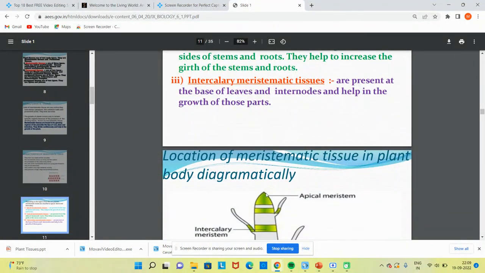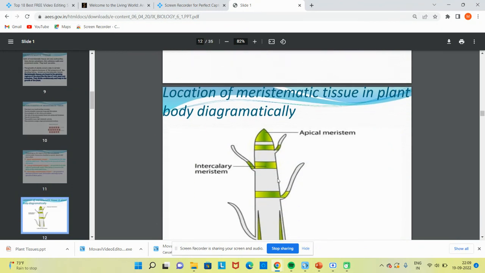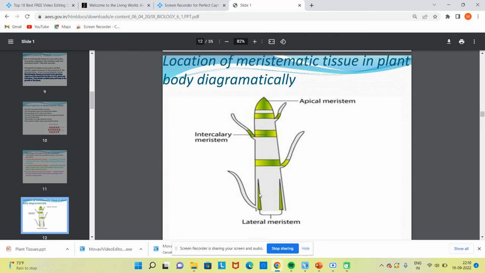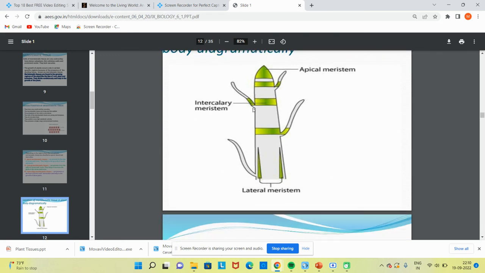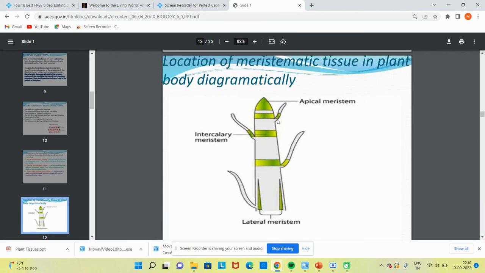This is based on the location of the meristematic tissues in the plant body. Apical meristematic tissues are present in the apical region of the stem. Intercalary meristem is present in between, at the base of the leaf or the base of the internodal region. Lateral means they are present parallel to the stem, so lateral meristems. So based on the position, meristematic tissues are of three types.